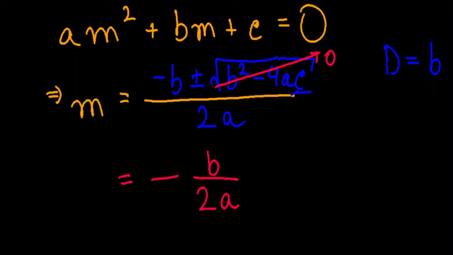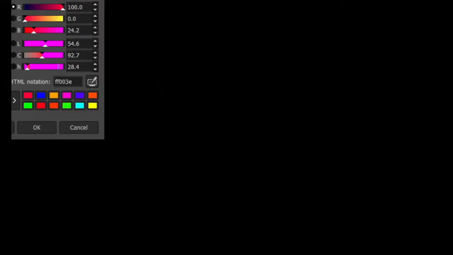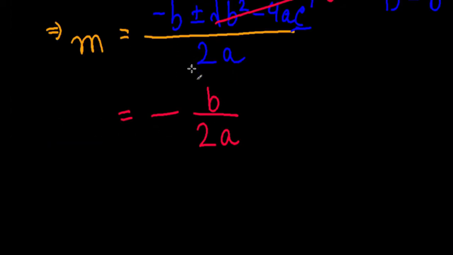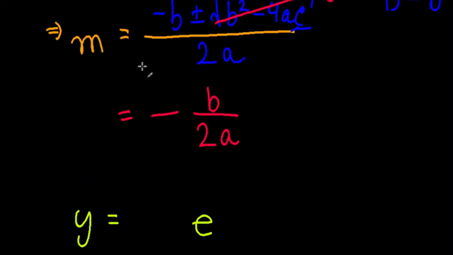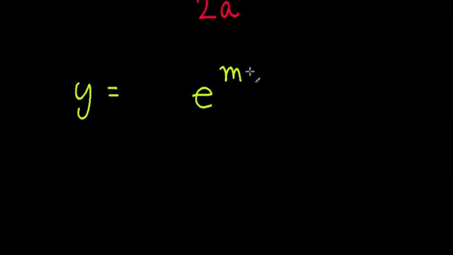As we discussed, I think 2 or 3 videos ago, if this is a root of the characteristic equation, even if it's just one root, given that it's a root, this has to be a solution. This has to be y equals e to the power of this root m multiplied by x, and m we already found, that's negative b by 2a. So e to the power negative b by 2a multiplied by x has to be a solution of my differential equation.